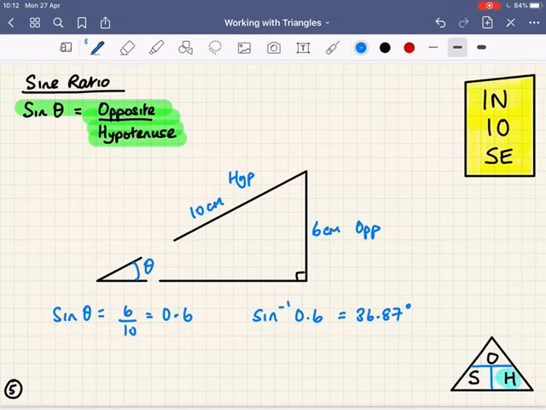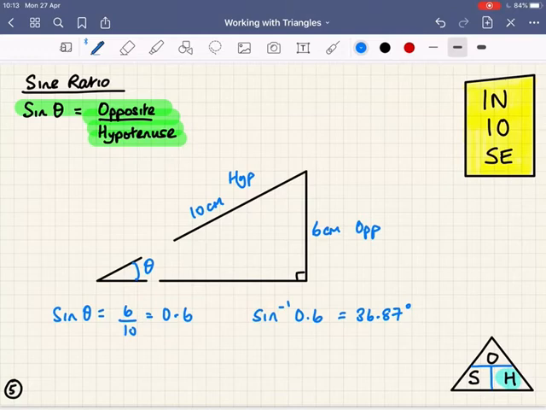Now, I'm working here on my calculator in degrees because we're working with right-angled triangles, and our common currency for right-angled triangles is degrees. Later on in the course here, I'm going to introduce you to the unit of measurement called radians for angles, but at the moment we're just going to stick with degrees. Make sure your calculator is in degrees mode.